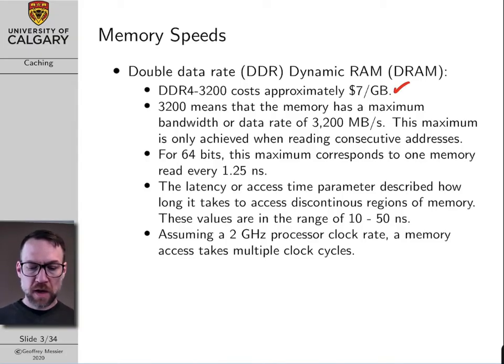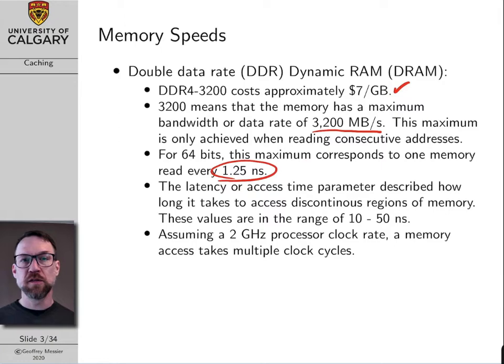So for a 64-bit processor, when we do achieve the 3200 megabytes per second, this means we get one word every 1.25 nanoseconds. And it's not too bad. If we think back to our ALU doing one calculation per half a nanosecond, it looks like we're somewhere between 2 and 3 clock cycles to get a word out of main memory. However, like I said, this gets quite a bit worse if we start hopping around different disjoint addresses.